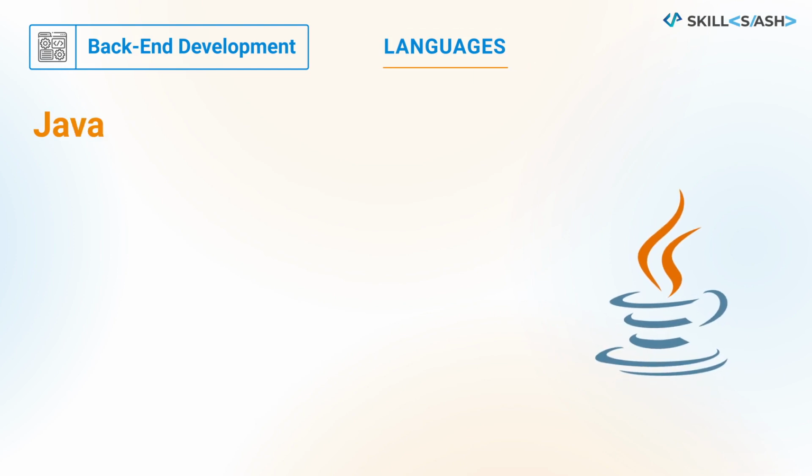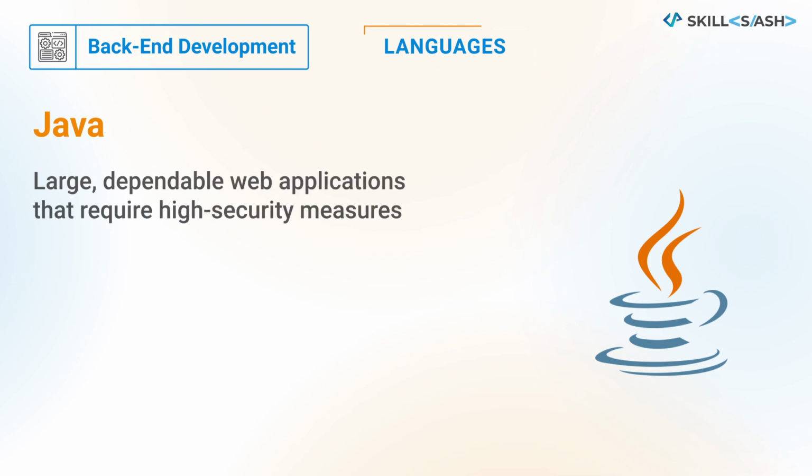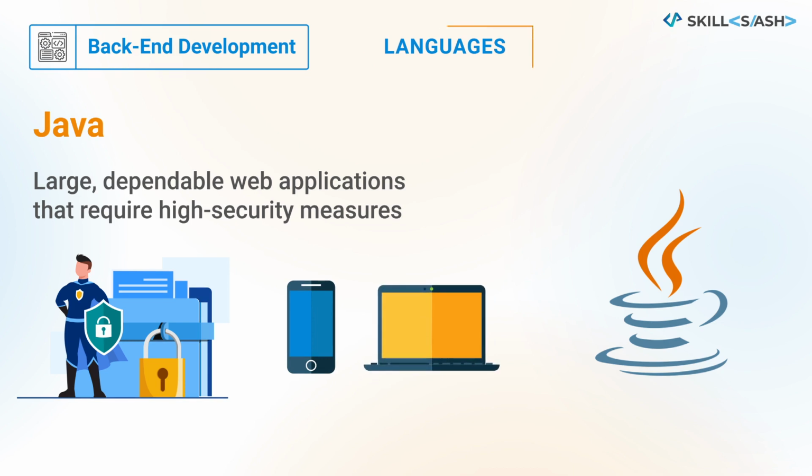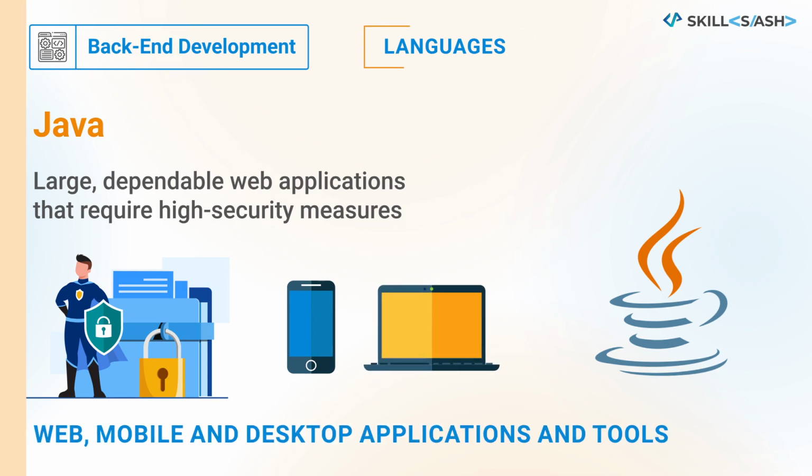Java. Java is a popular language for developers who want to create large, dependable web applications that require high security measures to keep data safe. It's a versatile language that you can use with many digital platforms, including mobile devices and computers, to create web, mobile and desktop applications and tools.